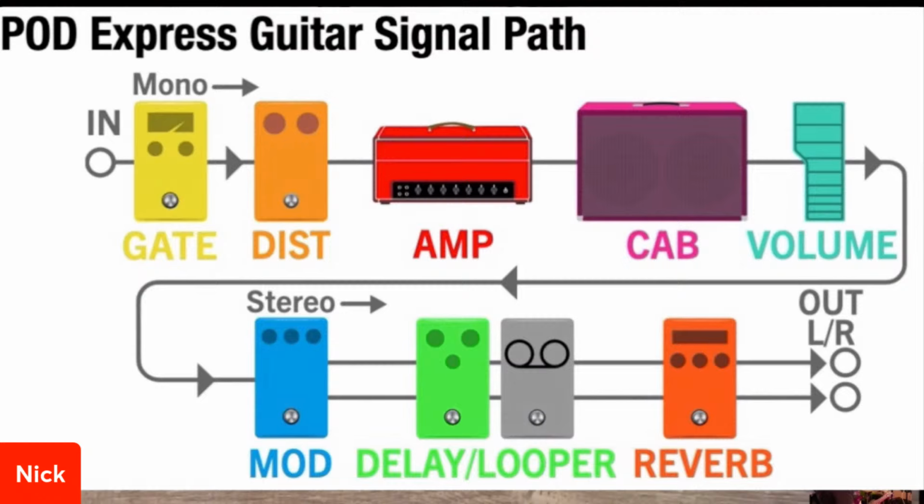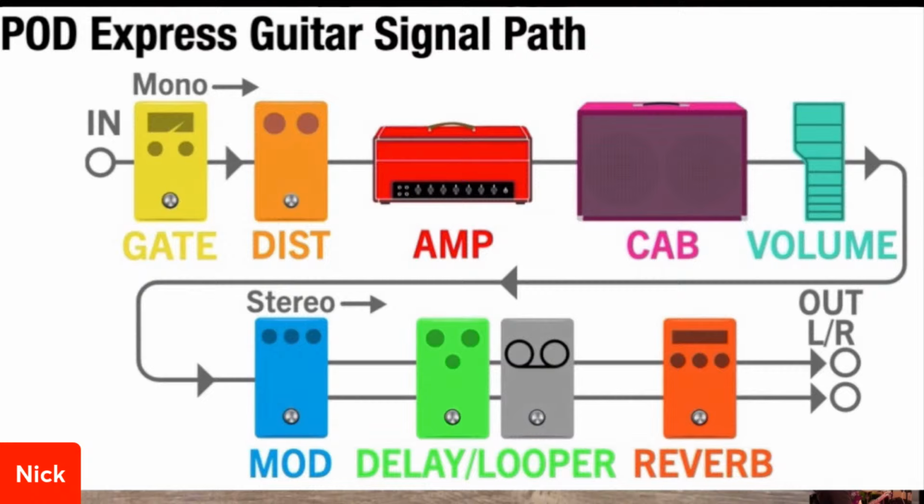So your gate and distortion is before your amp. Your volume pedal, because yes, you can connect an expression pedal or a foot switch or two foot switches. You can control the volume with an expression pedal, and that's all you can control with an expression pedal. But then when we look at the modulation, delay, and reverb, these are after the amp and they are in stereo.